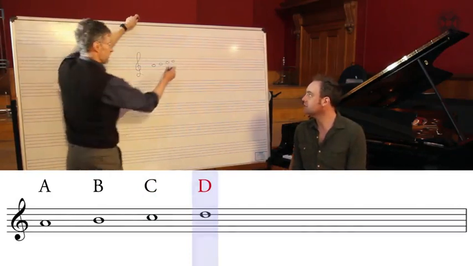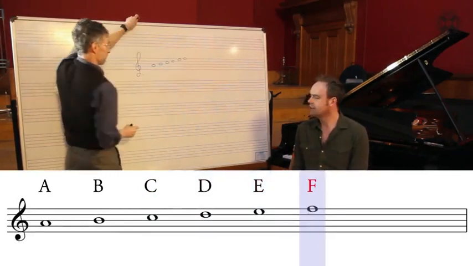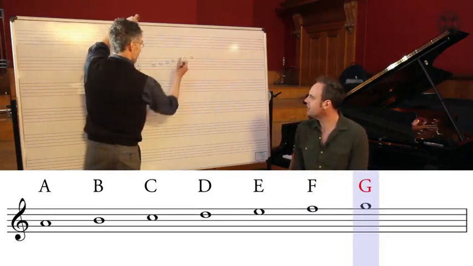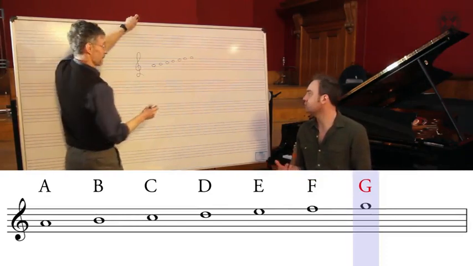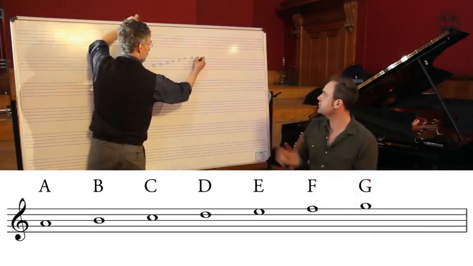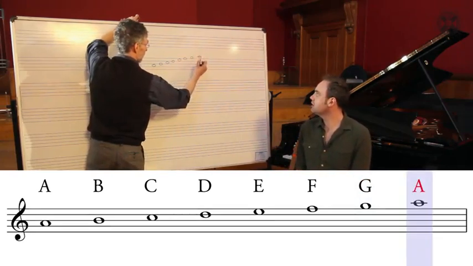E on the next space. E. F on the next line. F. G can perch just on top of the stave. G. But then it looks like we've run out of stave actually. But we can write notes that are higher than this, and there's a trick for getting around it. It's called a ledger line, and that gets us that note.